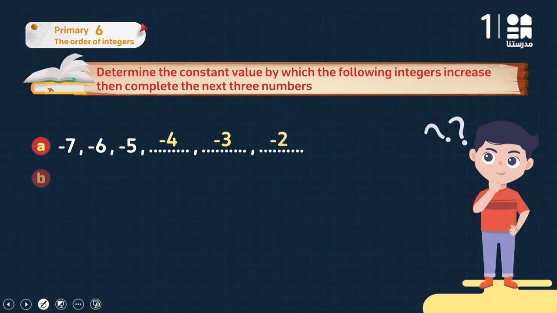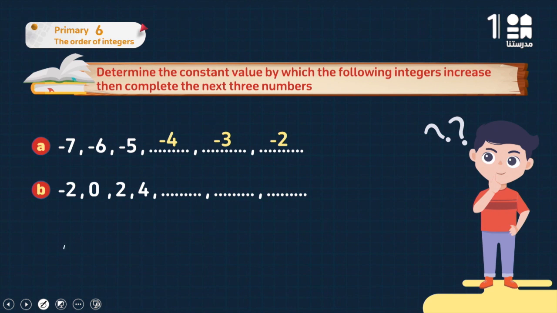Okay, the next example I have negative 2, 0, 2, 4. So you are moving by 2 in the positive direction. You keep moving by 2 in the direction of the positive. Okay? So you are going to complete after 4. It will be 6, 8 and 10.